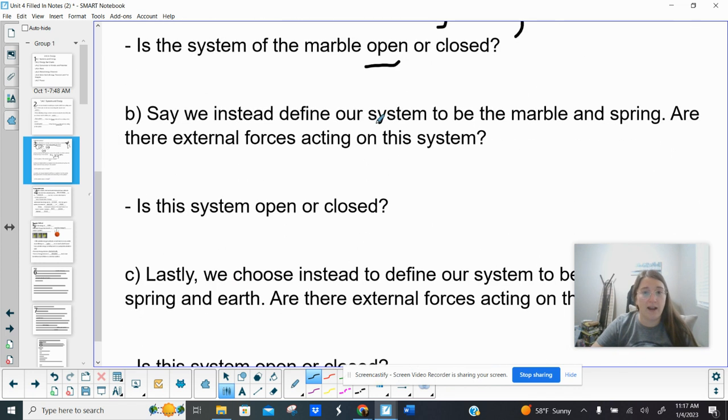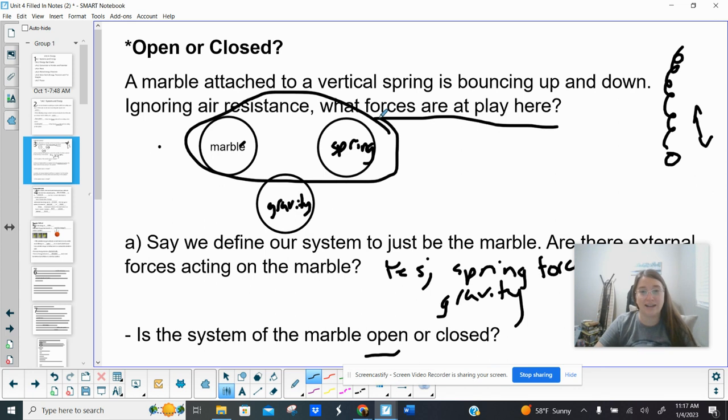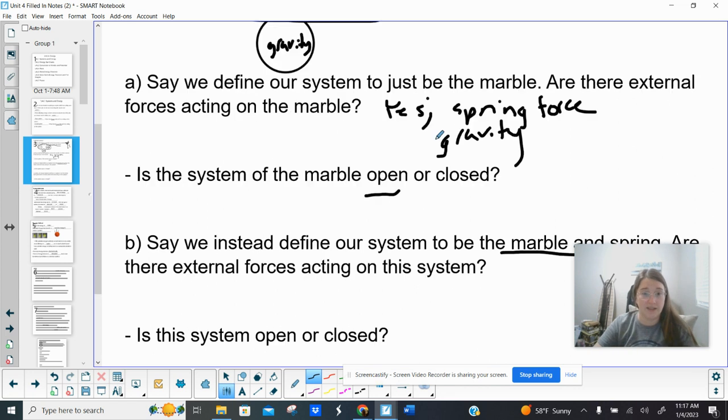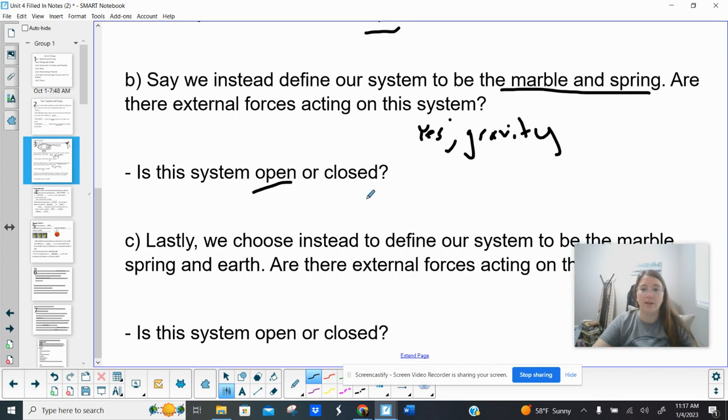Now say we define our system to be the marble and the spring. Are there external forces acting on the system? Well, if I decide, okay, I'm going to call my marble and my spring the system, is there an external force still acting on this system, the marble and the spring? Yes, gravity is still outside the system. So yes, gravity is still acting outside this system. So is the system open or closed? Still open. Yeah, there's still gravity outside.